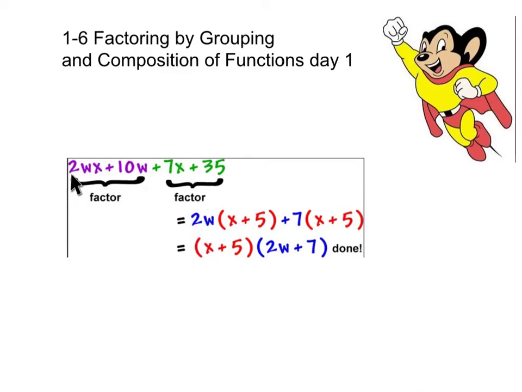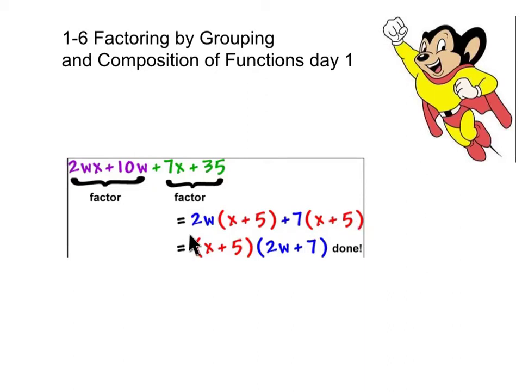The first 2 terms you can see have a 2 and a w in common, so you factor out the 2w. 2w times what is 2wx, so you can see this is an x. 2w times 5 would be 10w, so you have this for this first factor. In the second 2, you factor out a 7. Factoring out a 7, x plus 5.